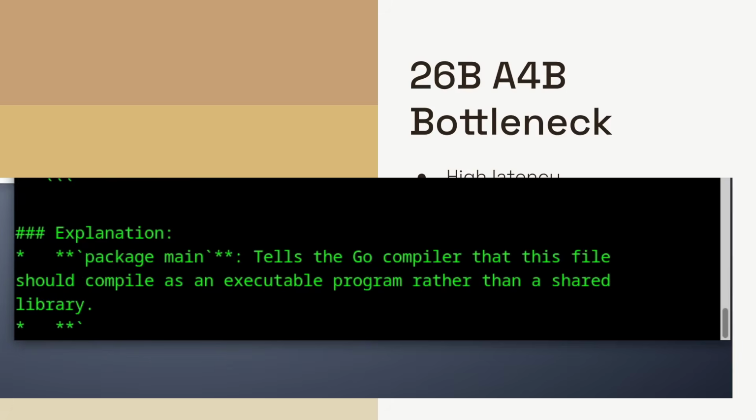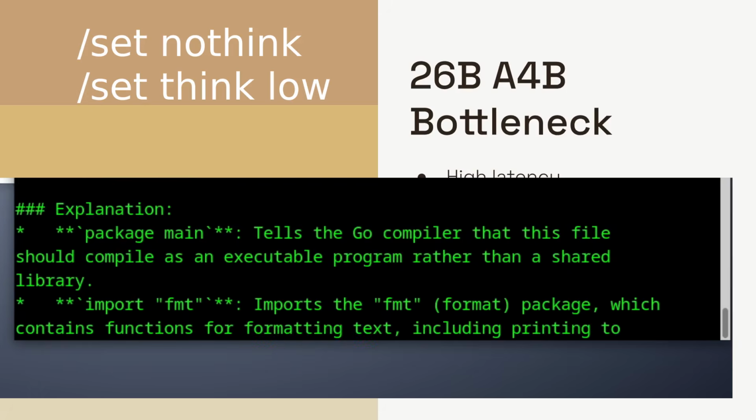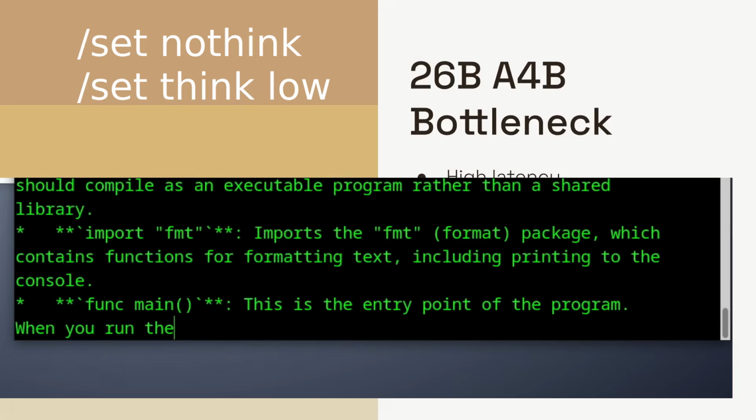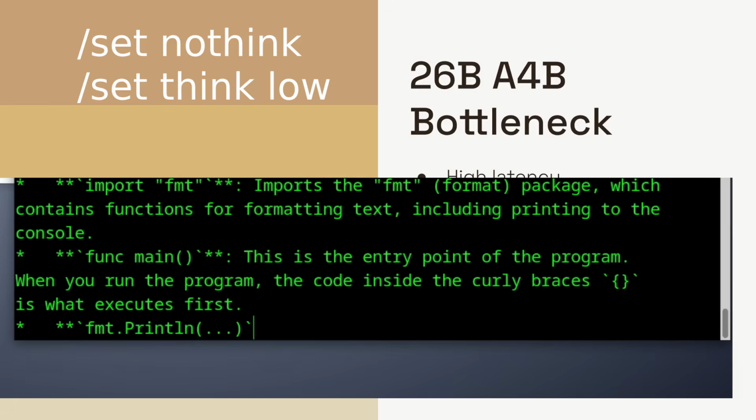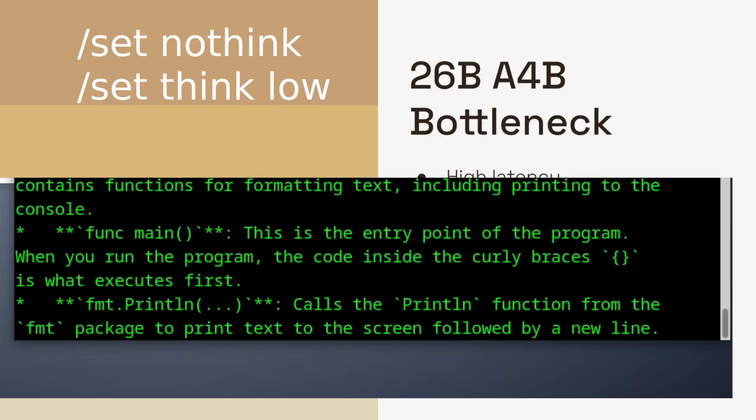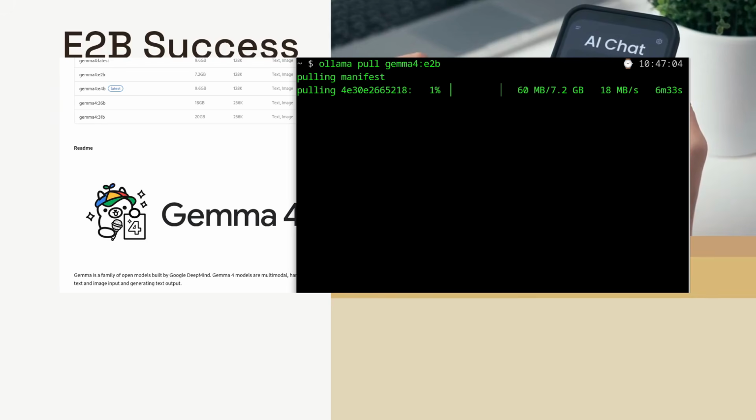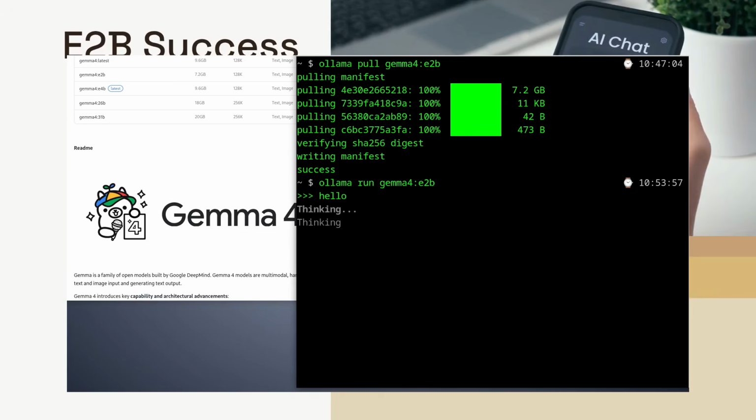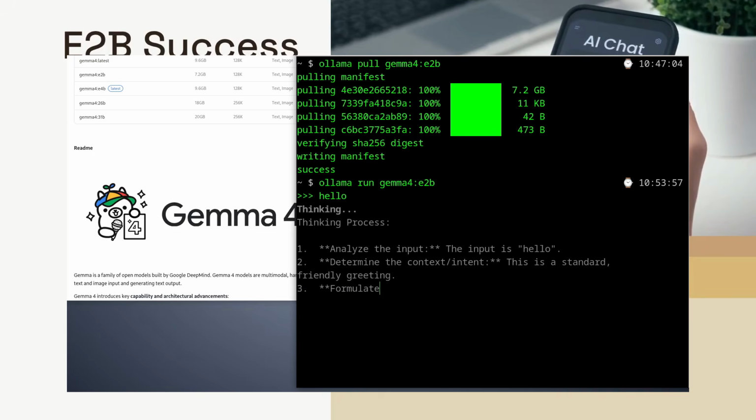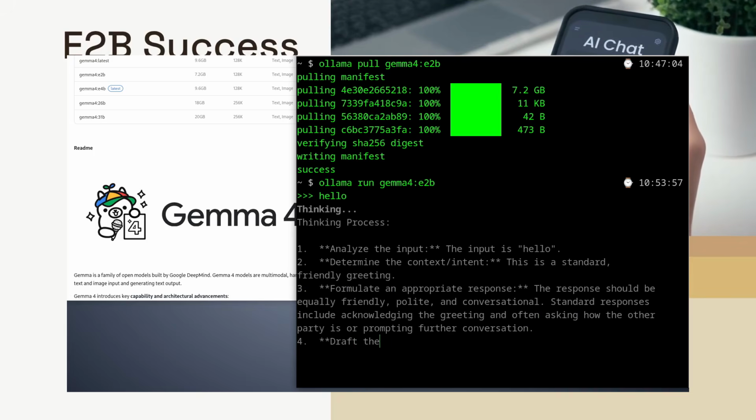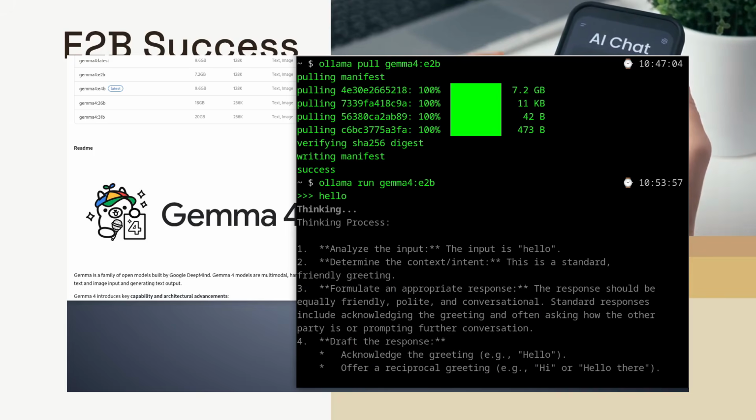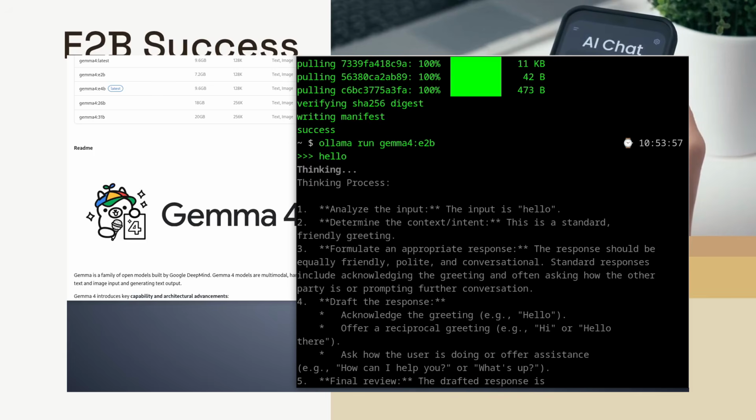In the llama-killer, I found that setting set nothink or set think low instantly transformed the model from a sluggish researcher into a snappy, production-ready assistant. However, the story changes with the E2B model. Because it's so lightweight and optimized for memory efficiency, the thinking process isn't nearly as intense. Even with reasoning turned on, the 7840HS handles the trace almost in real time.